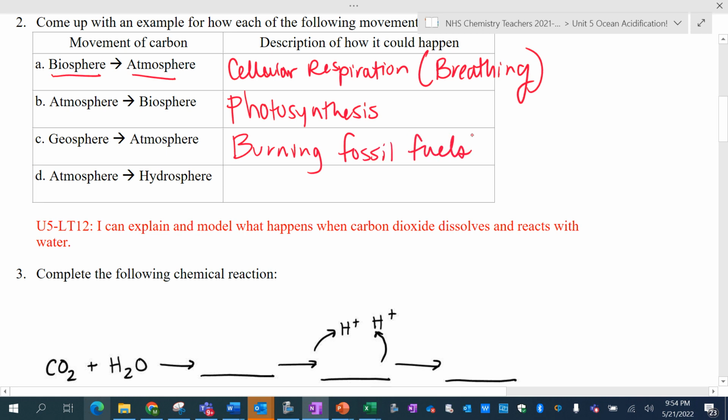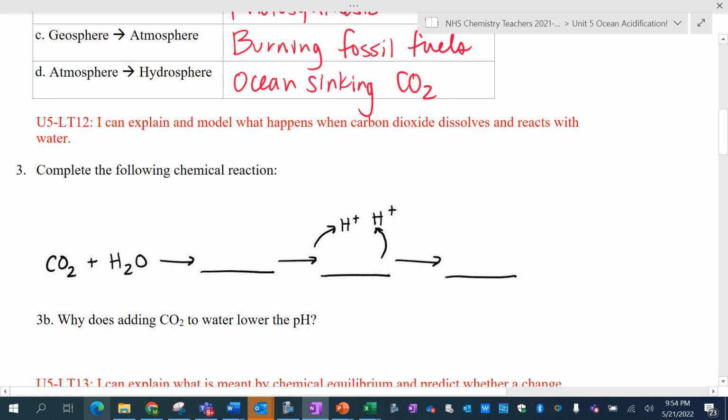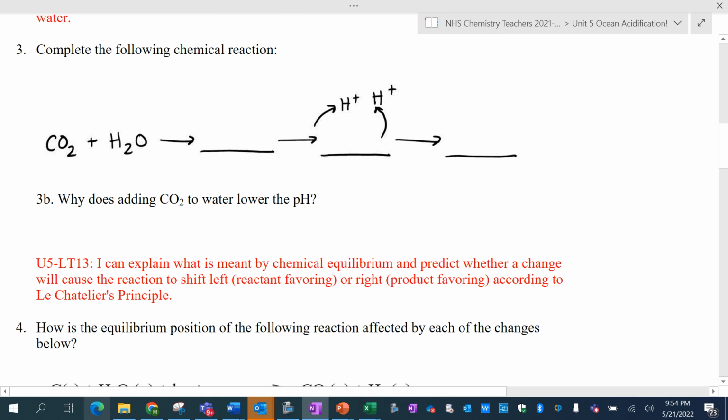The geosphere to the atmosphere, we already talked about volcanoes, but you could also say burning fossil fuels. And then how could something go from the atmosphere into the hydrosphere? Well, it can be the ocean sinking CO2 from the atmosphere. All right, speaking of, can you explain what happens when carbon dioxide dissolves and reacts with water?